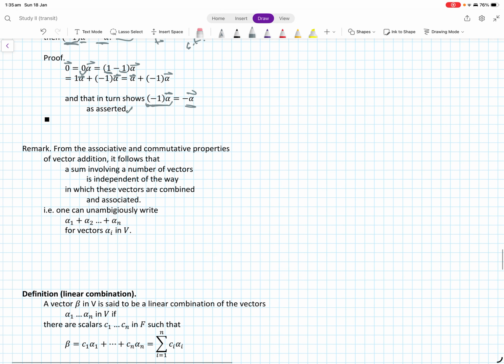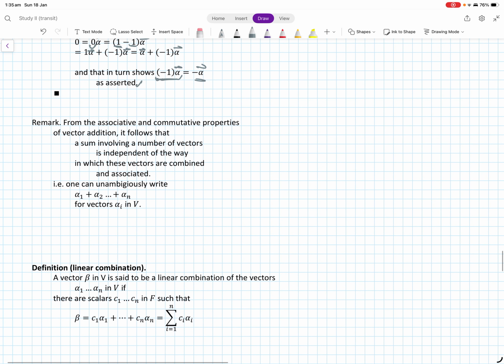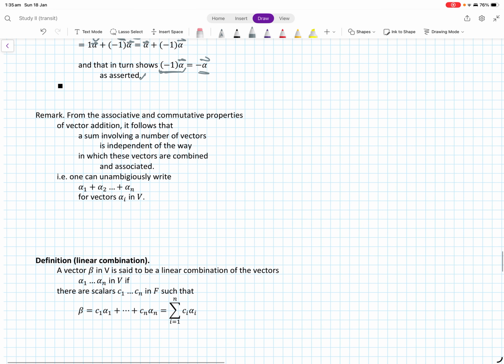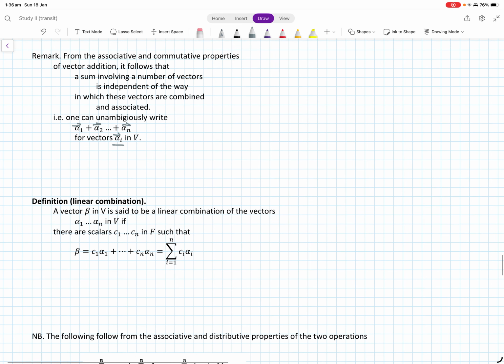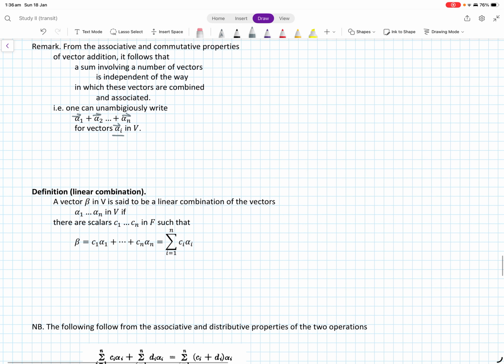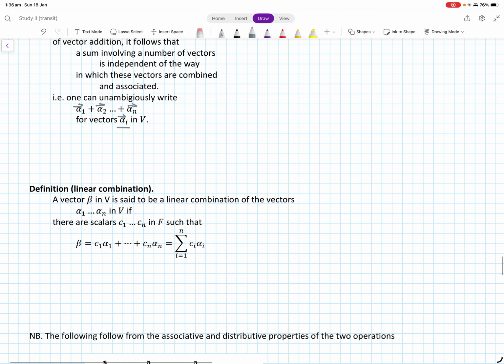All right. Okay, and so now from the associative and commutative properties of vector addition, it follows that a sum involving a number of vectors is independent of the way in which these vectors are combined and associated. So therefore one can unambiguously write a sum of vectors alpha 1 to alpha n, where each alpha i belongs to the vector space V. Okay, so that is the note, that there's no ambiguity in defining these combinations of vectors.